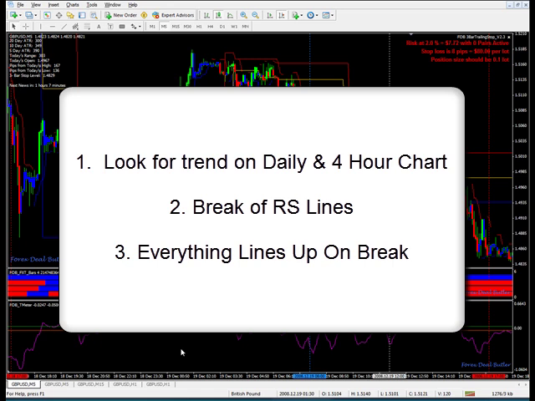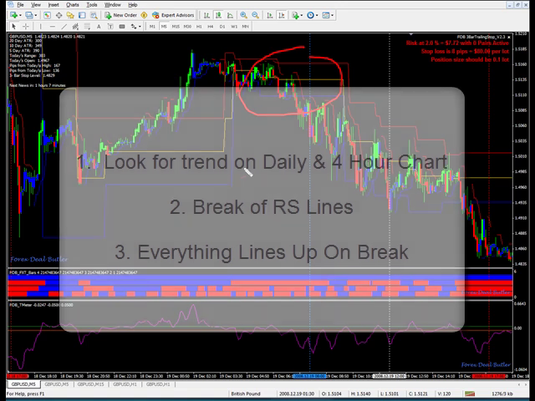The next thing is when the market breaks out of the range or the RS lines. Those are the best setups to take, and when everything lines up on the break. So what do I mean by that? Let me show you. Let me give you an example right here in this area. We're going to zoom in on that.